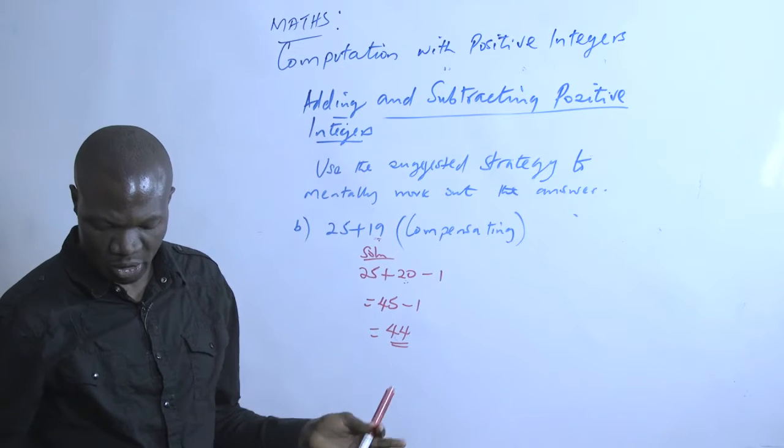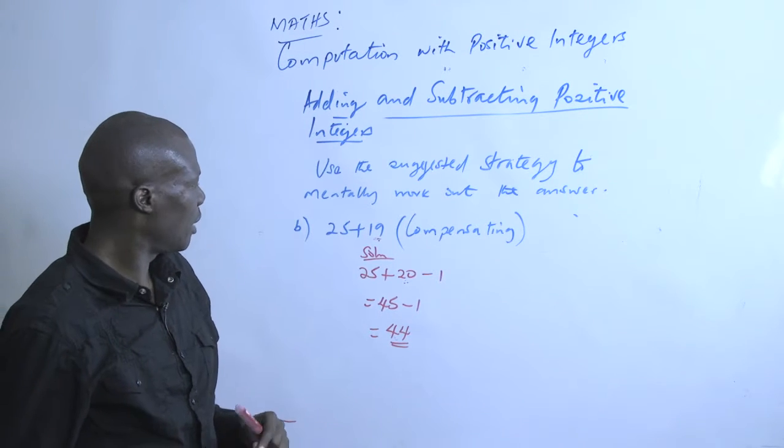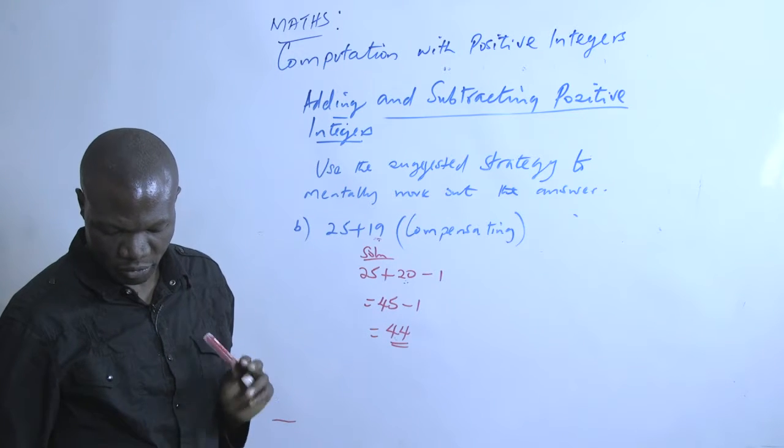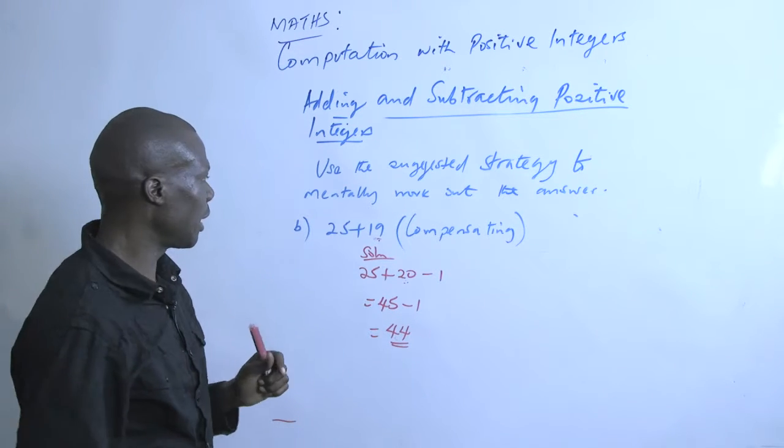We can also use compensating in subtraction. Let us subtract this. 56 minus 18.